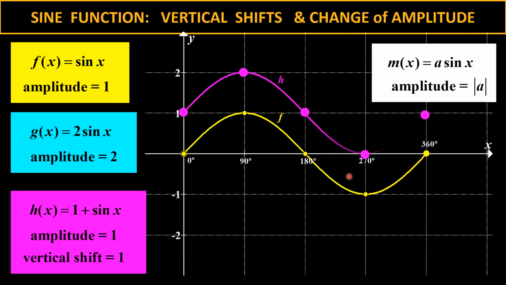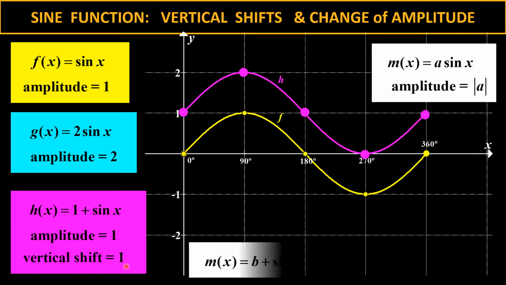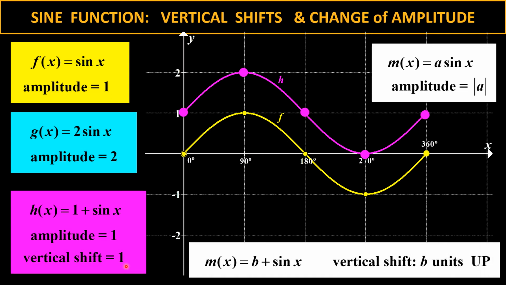And if you can see there, if I draw that graph, this graph has been shifted 1 unit up. All the points have been shifted 1 unit up vertically, right? So if I have 1 plus sine x, that's a positive 1, so it will be a vertical shift of 1 upwards. In this case, that 1 is a positive number. So if it's 2 plus, it will be 2 units up. If it's 3 plus, it will be 3 units up there.